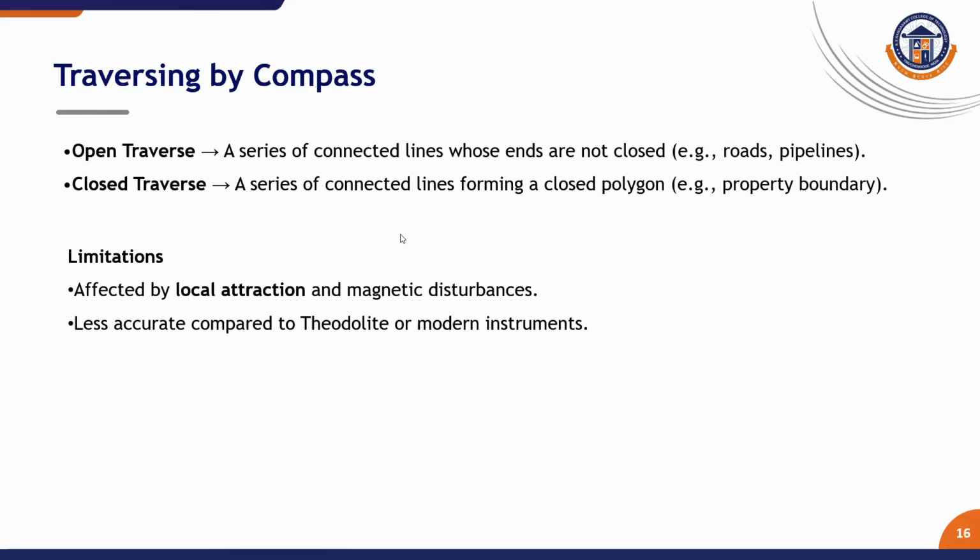Compass surveys are typically conducted as a traverse, a series of connected lines. An open traverse does not close back on itself, like for a road or pipeline. A closed traverse forms a closed polygon, like property boundaries. However, compass surveying has limitations. Its accuracy is moderate, and it is highly susceptible to local attraction and other magnetic disturbances, making it less reliable than modern instruments like the theodolite or total station.